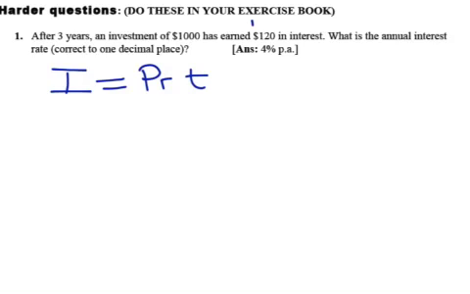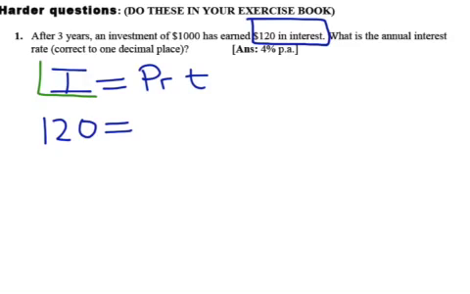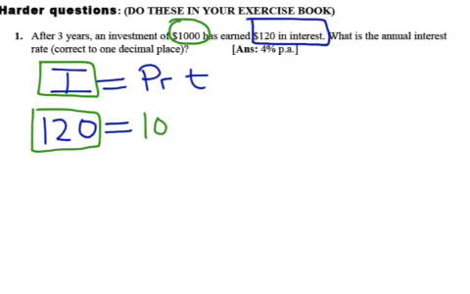Now you're told that you've earned $120 interest. So that means I'm going to put $120 for the interest. So this interest is 120 because you're told the interest. Now the principal is 1,000. Tells you that there's 1,000. So we put $1,000 for the principal. The interest rate we don't know. That's what you're asked to find out. So you're going to find R.